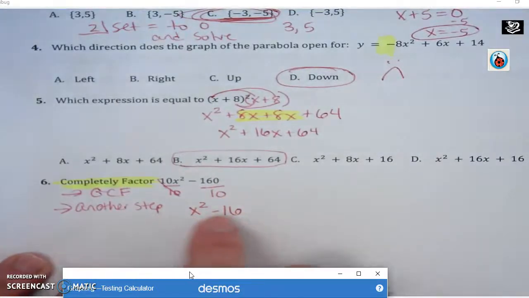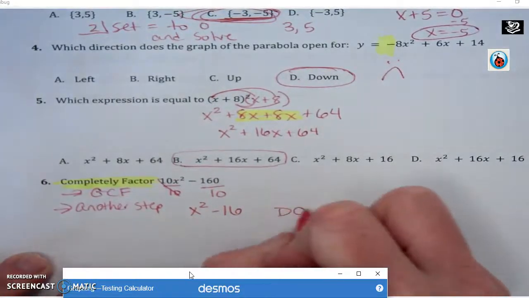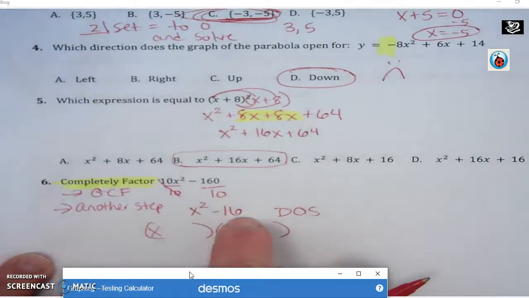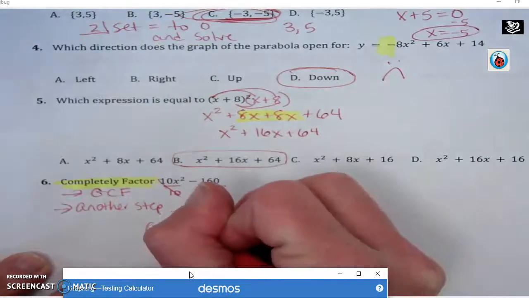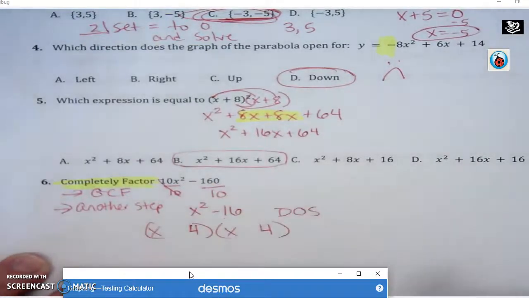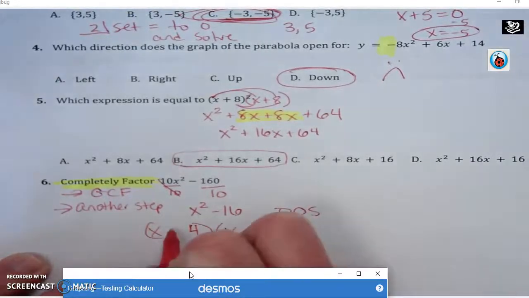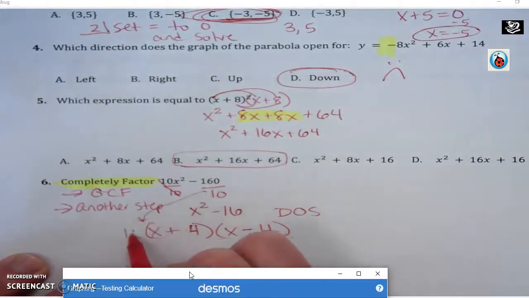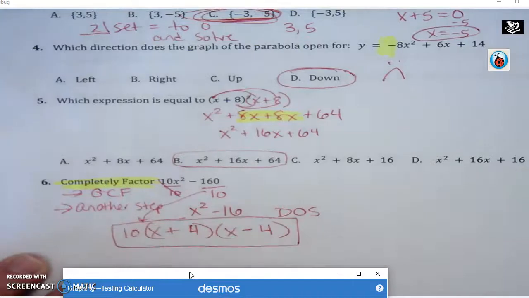And then this has 2 parts. So it's difference of squares. 2 sets of parentheses, x and x. What multiplies to give you 16? 4 times 4. And remember, those have to match. Can't do 8 and 2. You have to pick the ones that match. 4 times 4 gives you 16. And your signs are going to be different. Don't forget to put the 10 out front. So that's your answer: 10, x plus 4, and x minus 4.